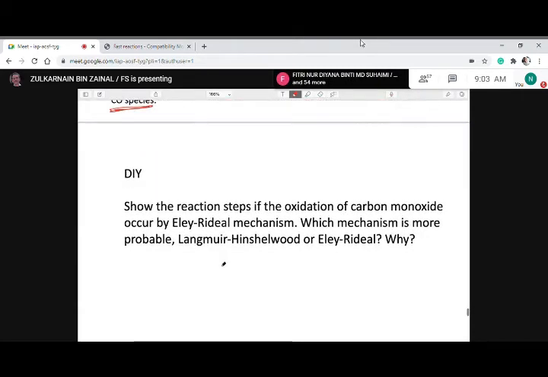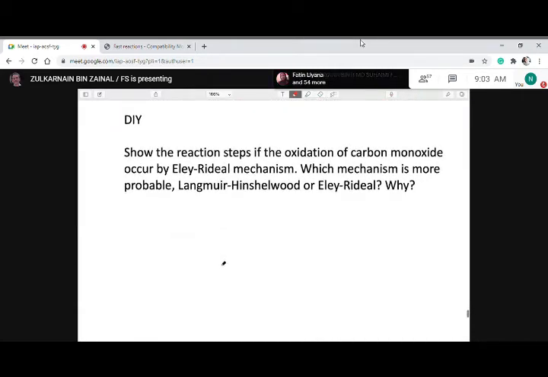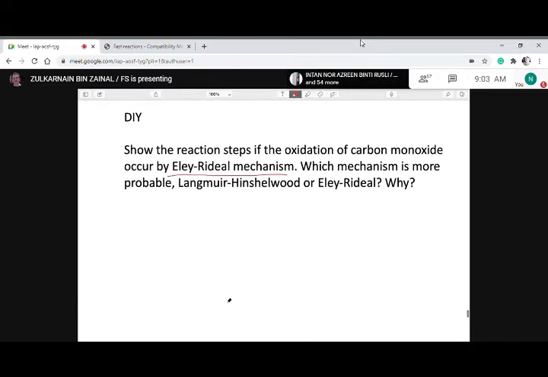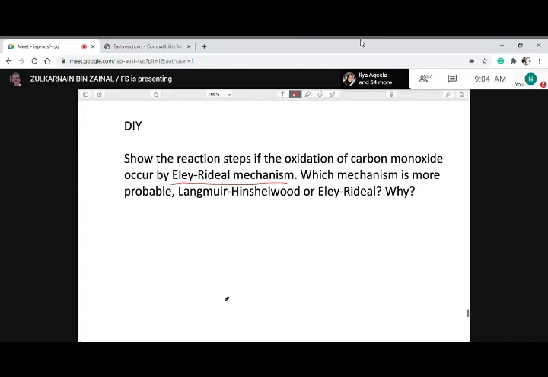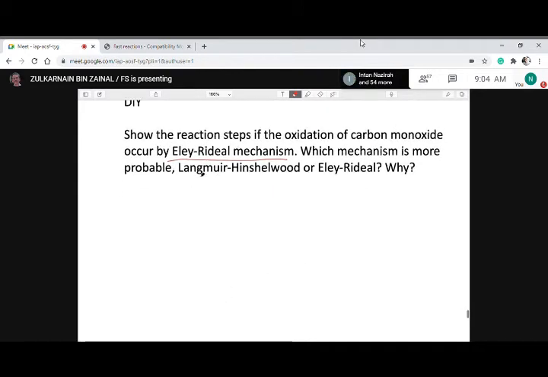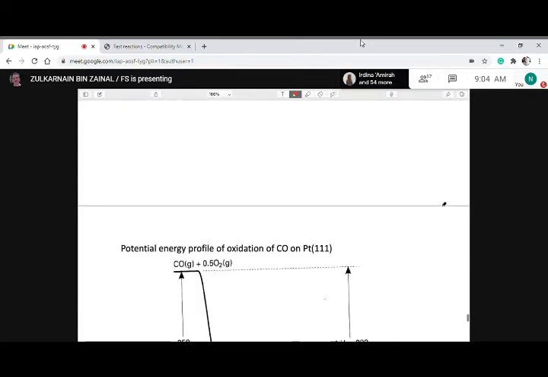Okay, do it yourself: show the reaction steps if the oxidation of carbon monoxide occurs by the Eley-Rideal mechanism, instead of Langmuir-Hinshelwood. Show the steps, and say which mechanism is more probable, whether it is Langmuir-Hinshelwood or Eley-Rideal, and answer why.